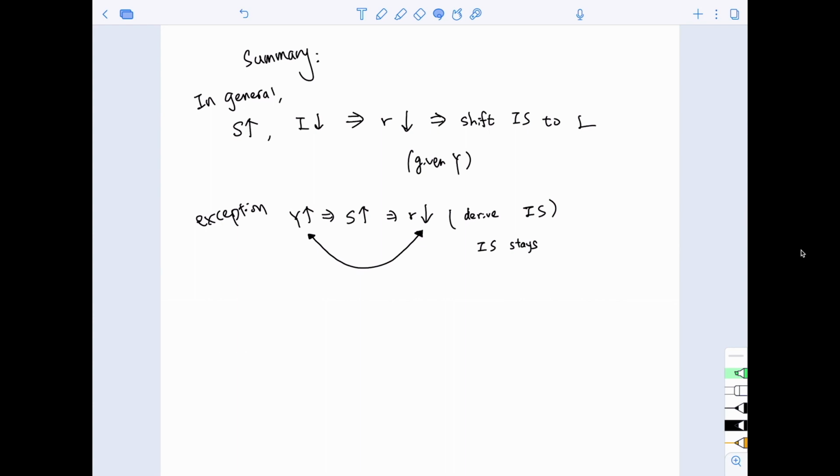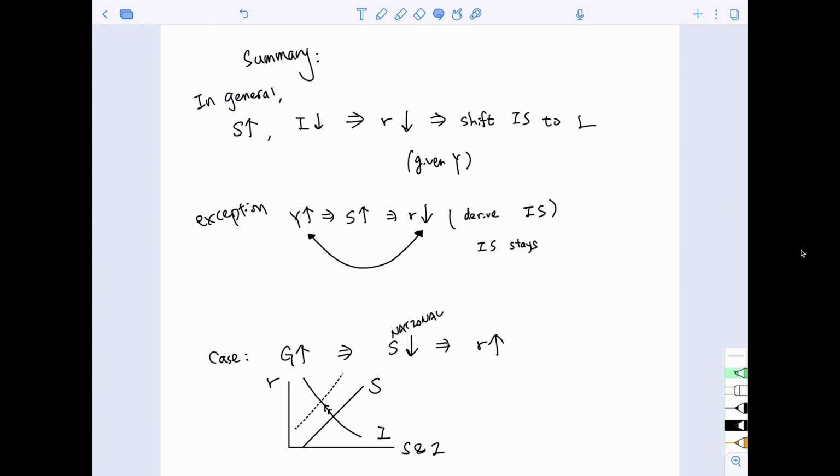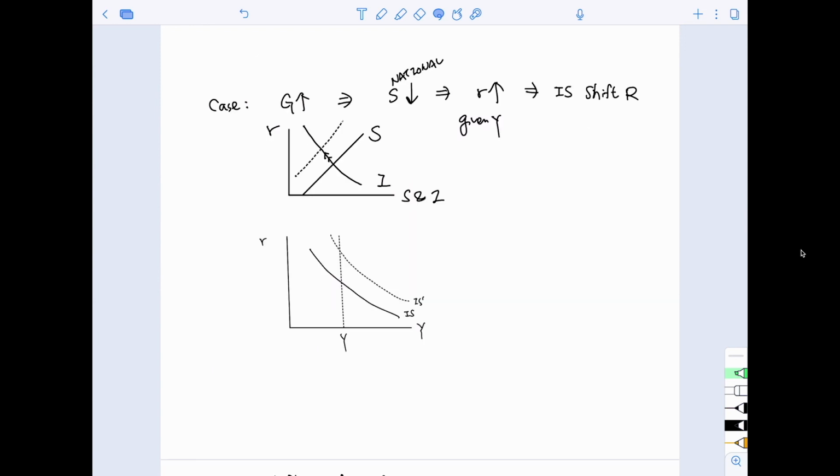Now to end the discussion in this part, we want to look at the case when government expenditure increases. What happens to the shifting of the IS curve? When government expenditure increases, it causes national saving to fall. In the saving and investment diagram, this causes a left shift of the saving curve. Therefore, at the end, the equilibrium price of the goods market, that is R, turns out to be higher. So for any given level of Y, when R increases, it causes a right shift of the IS curve.